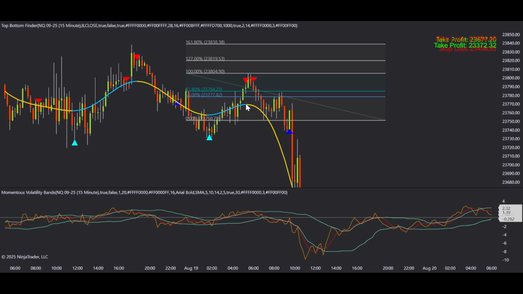For the Top Bottom Finder, you always want to see price move away from this line, and then see a signal. So we see an expansion above it, and then we have the signal here turning yellow, indicating, okay, this might be a top formed in the market. We then, right after that, 2 candles later, just see the red line crossing below the volatility bands, indicating momentum is also shifting to the downside based on this indicator.